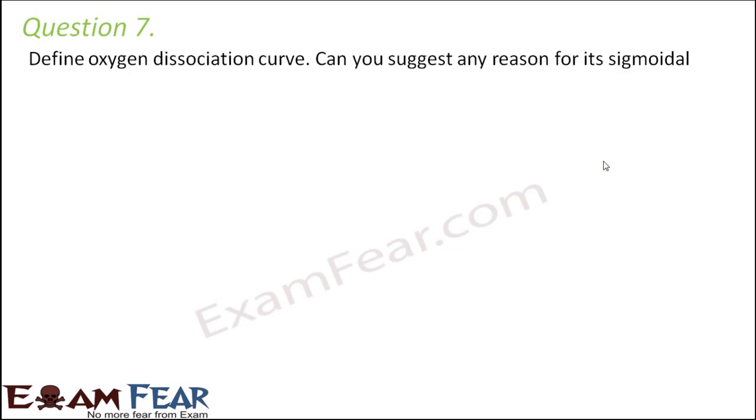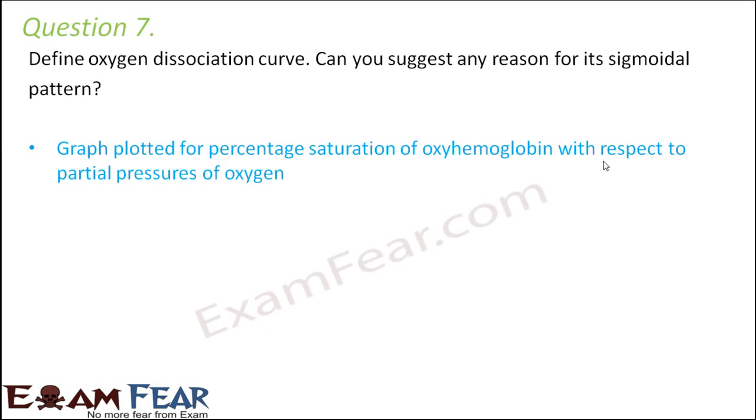Question number 7. Define oxygen dissociation curve. Can you suggest any reason for its sigmoidal pattern? So what is the oxygen dissociation curve? While we were discussing the process of oxygen transport, the oxygen dissociation curve is nothing but a graph plotted for percentage saturation of oxyhemoglobin with respect to partial pressures of oxygen. As I said, oxygen has a high affinity to combine with hemoglobin to form oxyhemoglobin. But this affinity changes with partial pressures of oxygen.